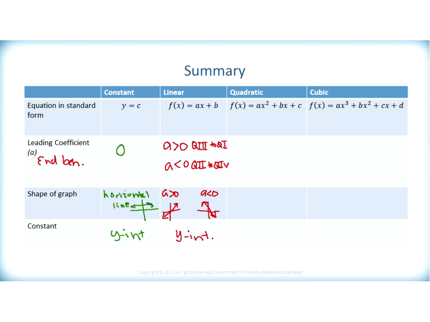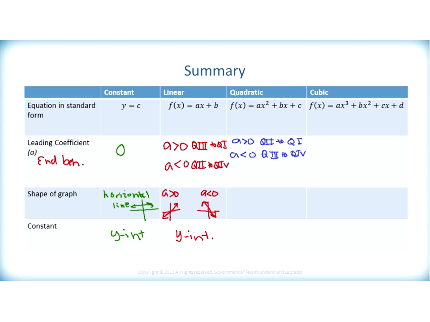When looking at a quadratic function, the leading coefficient will also tell us the end behavior. And if a is greater than 0, our end behavior would be quadrant 2 to quadrant 1. And if a is less than 0, the leading coefficient is less than 0, we would have from quadrant 3, it would open downward to quadrant 4.